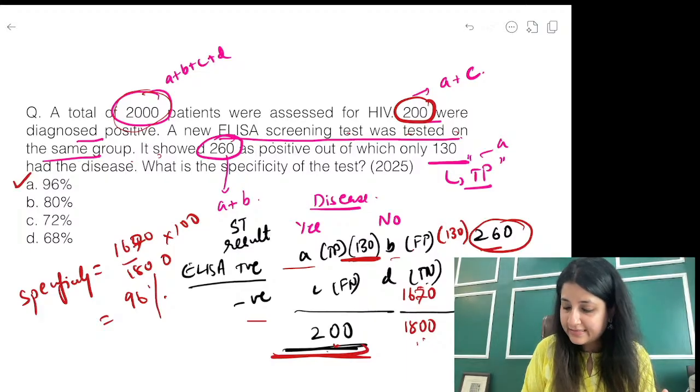Now 200 are those who have the disease. So how many don't have the disease? 1800 minus 200. 1670.